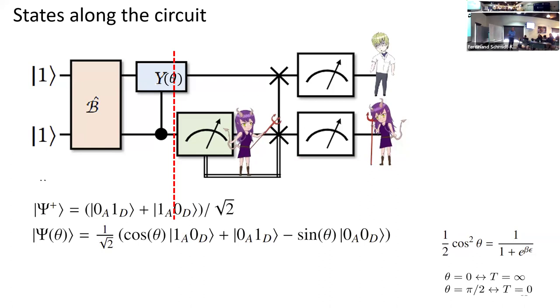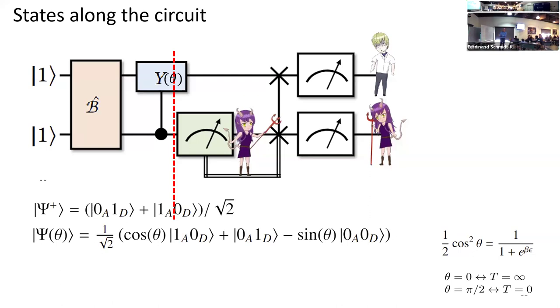Let's look at theta equals zero. For theta equals zero, the cosine is one. And then we have recovered the Bell state. For theta equals pi over 2, we have killed this term and we've just left this one, 0, 1, 1, 0. So that is the low temperature limit, so to say.